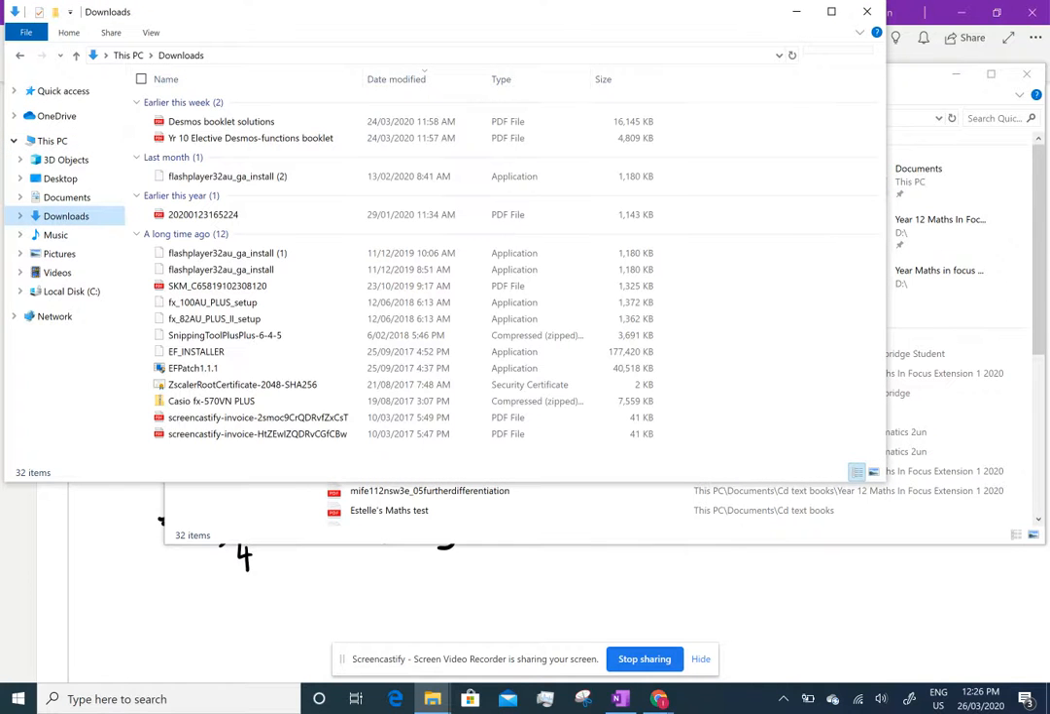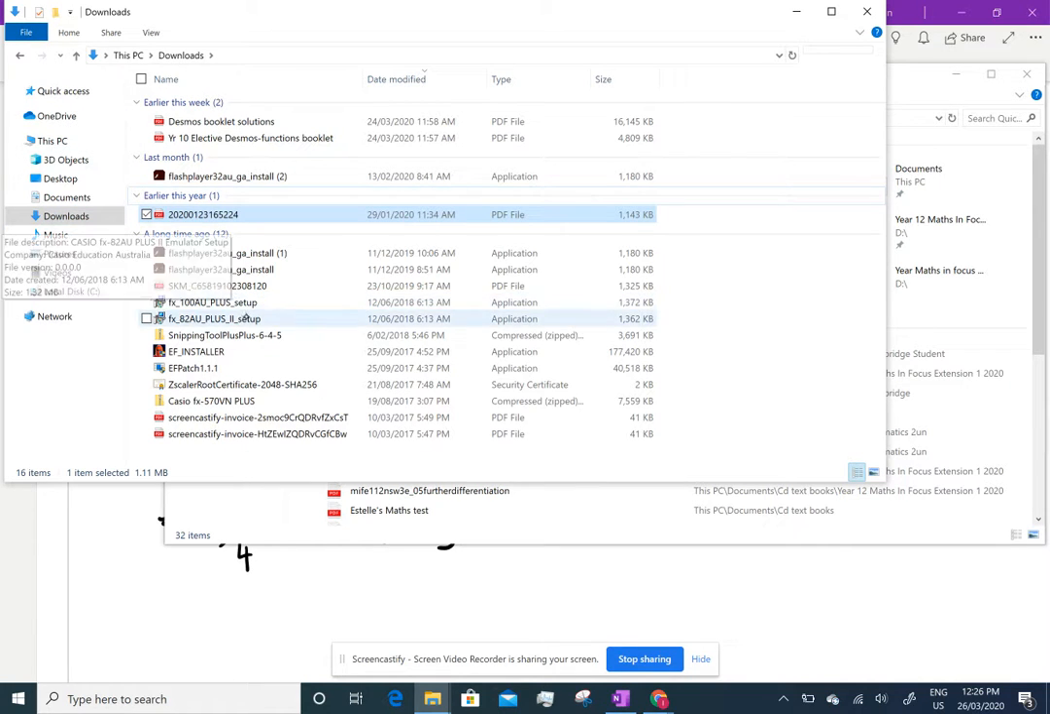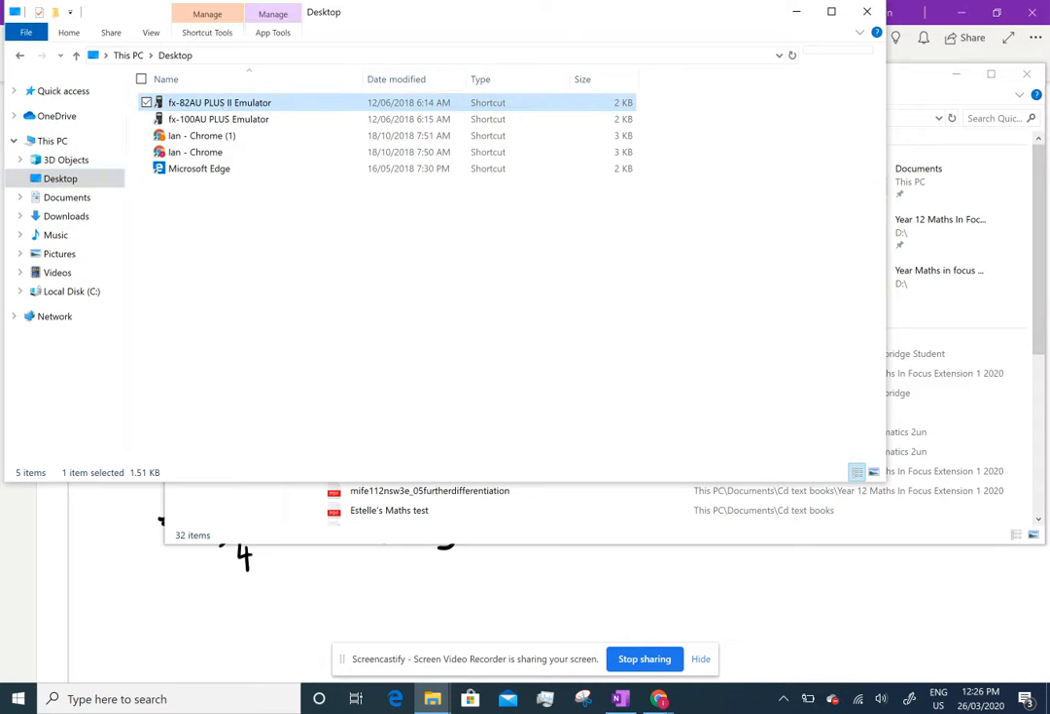So it's in the downloads. I'm pretty sure. No, it's not there. Oh, there it is. Oh no, that's a setup. I don't want that. There it is.